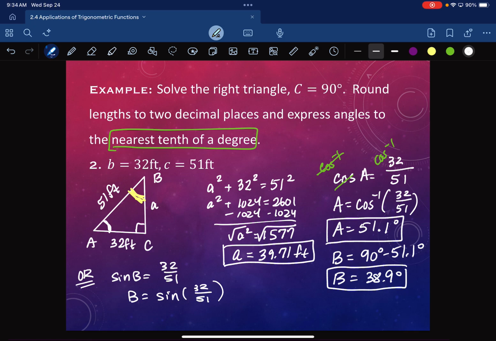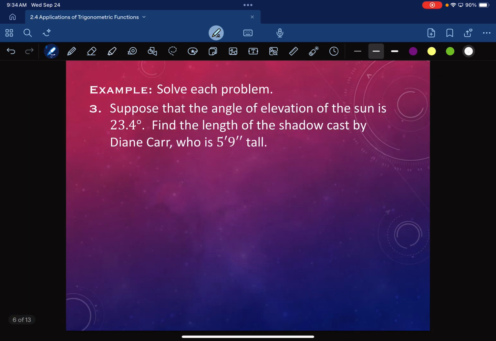Okay, so we had to find 3 pieces of information to solve a triangle. When we're working with an actual application, we don't have to find 3 pieces of information. We have to find 1, whatever the problem asks us to find. So here's our example. Suppose that the angle of elevation of the sun is 23.4 degrees. Find the length of the shadow cast by Diane Carr, who is 5 feet 9 inches tall.